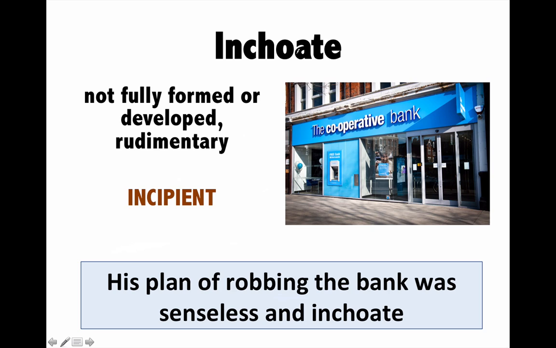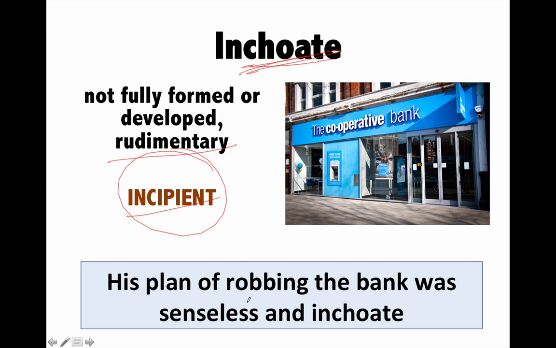Next is inchoate. When something or some plan maybe or anything that is in its initial stages, it is not fully formed, it has not matured, it is inchoate. For example, let's say I put a lot of colors on my canvas. So the painting is still in the initial stages, which means it is inchoate. It has not fully formed or it is still rudimentary. It is incipient, which means it is building up, but it is in its initial stages, early stages. So that is called inchoate.